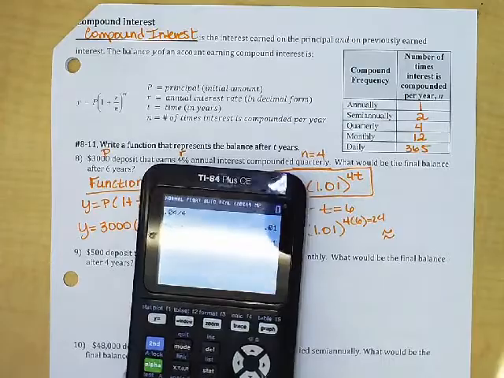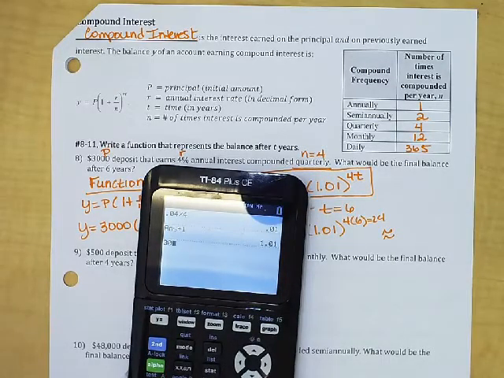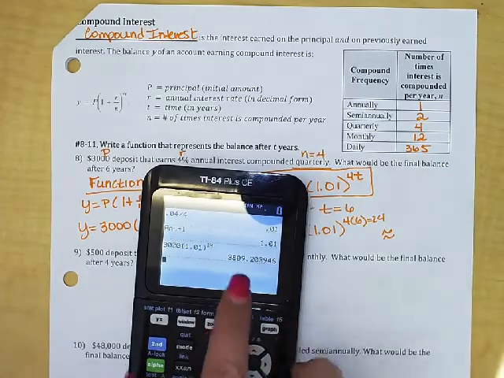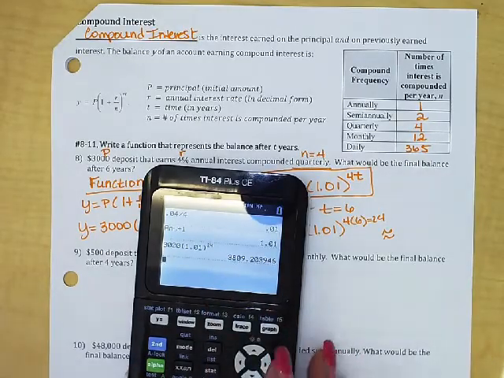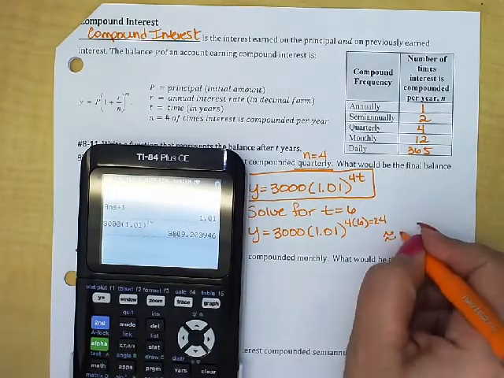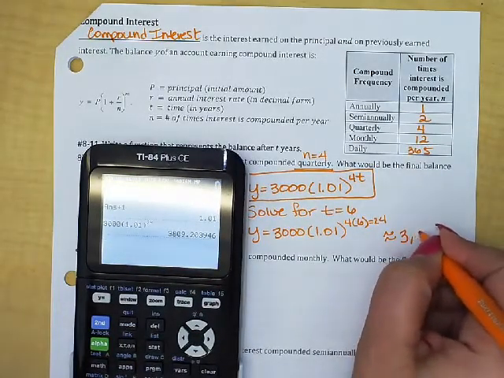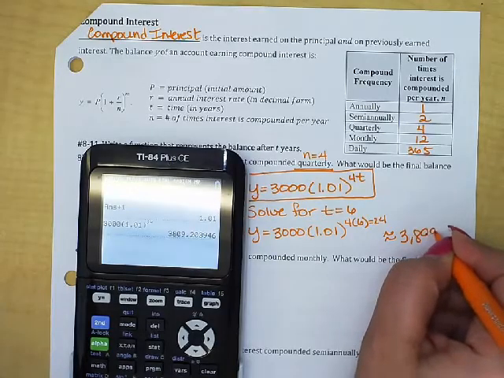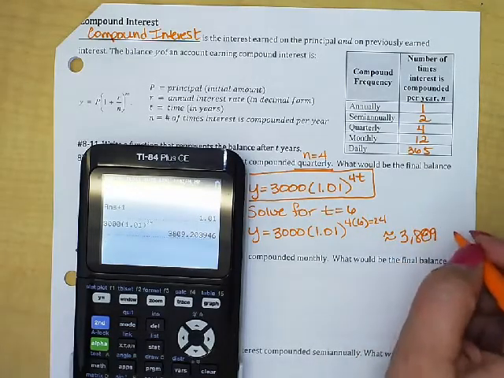So let's grab our calculator. We're going to do it with 3,000. This is our growth factor, and we're going to raise that to the 24th power. So after 6 years, you're looking at about $3,809. You have an increase of $809 there for a total balance of $3,809.20.